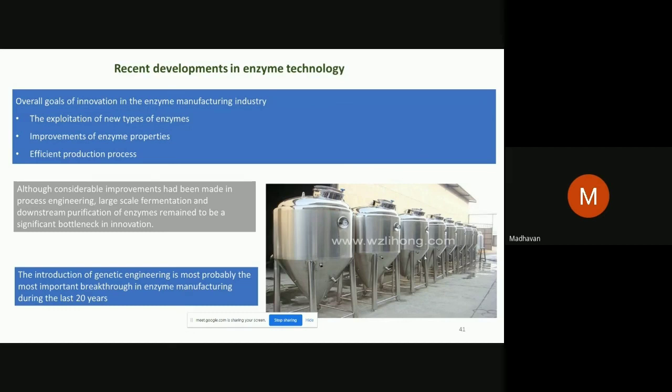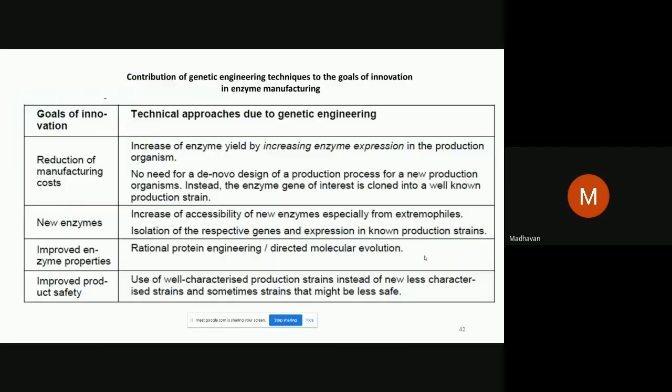And the introduction of genetic engineering is probably the most important breakthrough in enzyme manufacturing. Almost all these companies are using engineered organisms, and they have a very good expression system to produce this enzyme. So the contribution of genetic engineering is reduction of manufacturing costs. This increases enzyme yield by increasing the enzyme expression in the production organism. No need of a de novo design or production process for a new production organism.